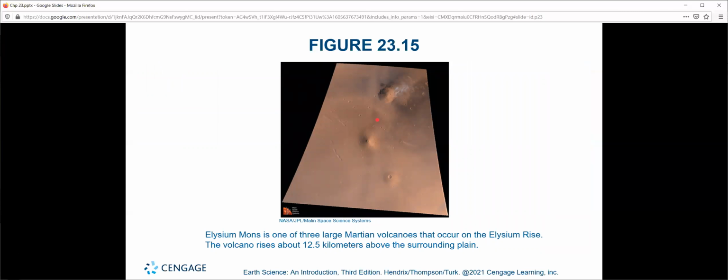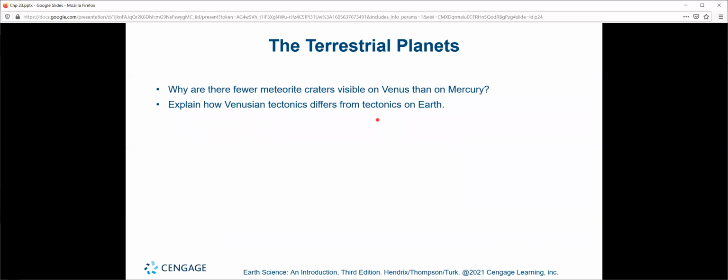Here's a 3D recreation of Elysium Mons, one of the three large Martian volcanoes that currently rise. Again, this volcano is some 12.5 kilometers higher than its surrounding plain. Massive. Very cool stuff. As usual, I like to pose these questions so you can, if you want, pause the video and read them and try to answer them. I don't ask them in the class, but you can understand these questions. Good. That proves that you understood the chapter we've been talking about.